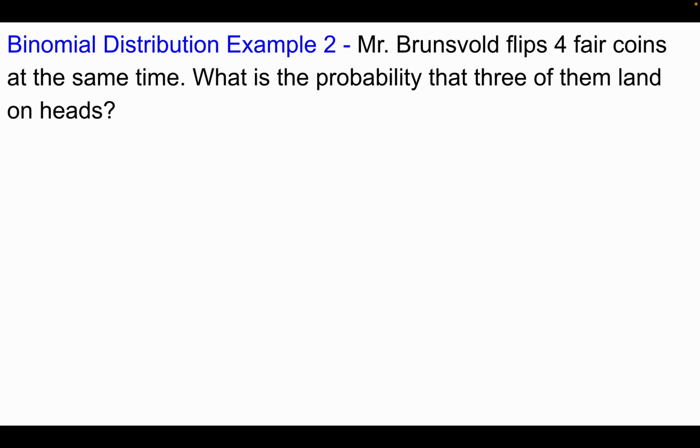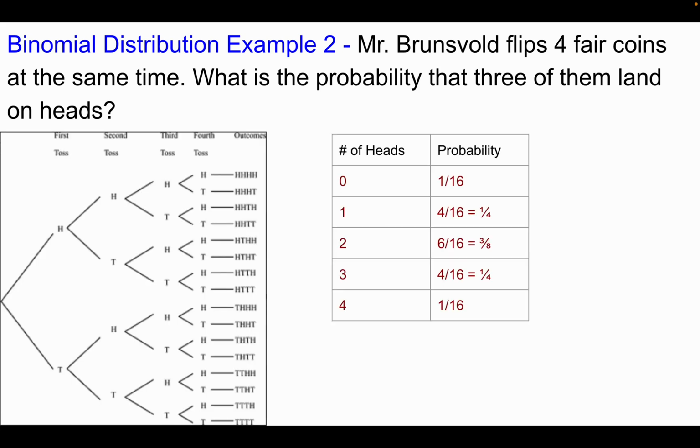Let's try a second example. In this one, Mr. Brunsvold flips 4 fair coins at the same time. Now I'm looking for what's the probability that 3 of them land on heads. So I've got my probability table. I'm looking for 3 this time, so I can see my answer is going to be 1/4.